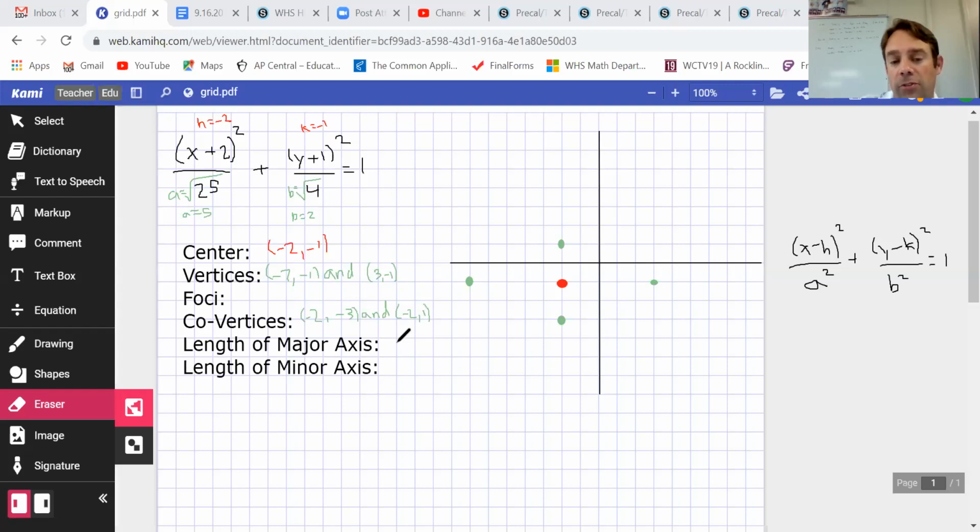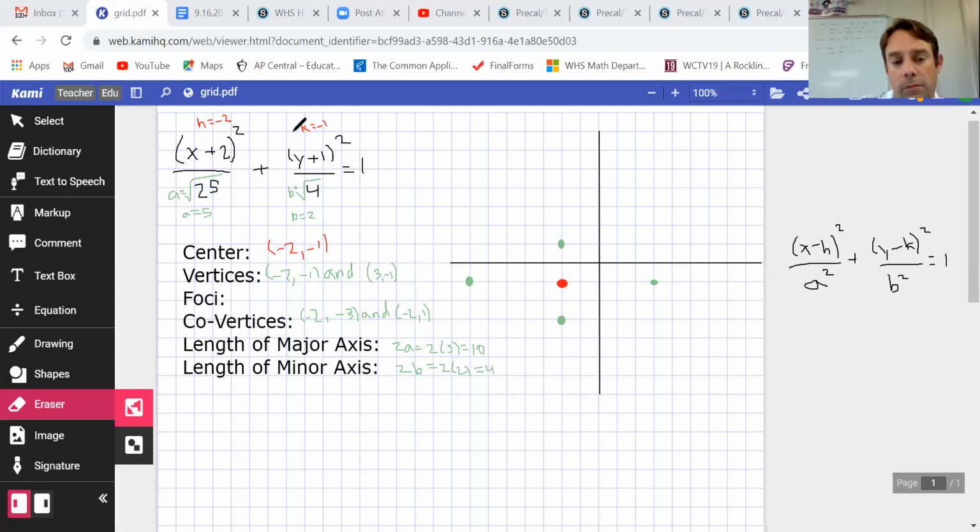The major axis is always 2 times a. My a value was 5, so 2 times 5 would be 10. Notice, it doesn't take very long to do these. They look kind of confusing when you first see them, but they're really not bad at all. The minor axis is 2 times b, so 2 times 2 is going to be 4.